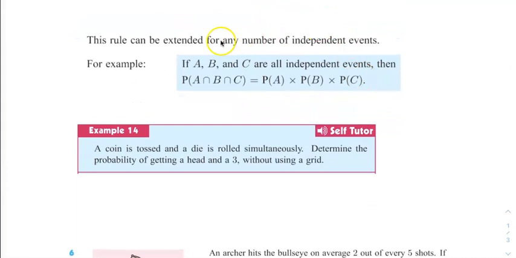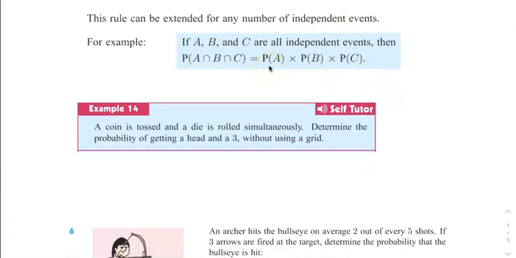What happens if you have 3 or more? You just multiply them all together. So that's what this one says. If you have A, B, C as independent events, you just multiply them. That goes for 3 or 4 or 5. However many independent events you have, you just multiply them all together.